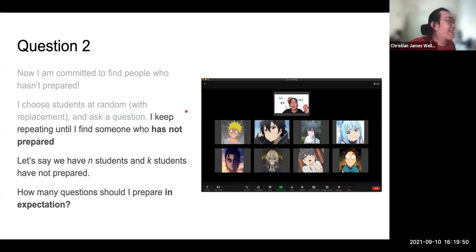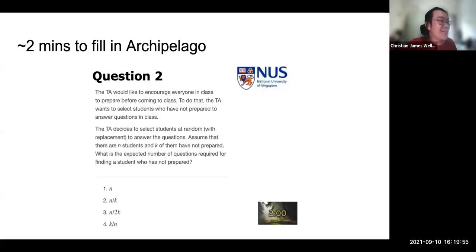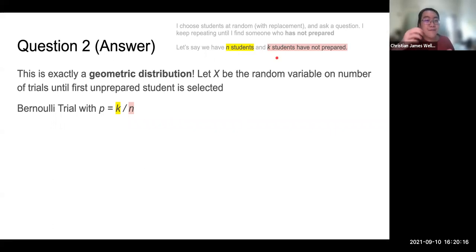Okay, so just for the purpose of the question, never mind, people have answered. So hopefully you see this is exactly a geometric distribution. The exercise here is for you to find the probability p and then calculate the expectation. So remember, K students have not prepared. If my success is finding a student who has not prepared, then the probability of finding them is K over N. Oh, I realized I flipped the color. Oops. So the color should be the other way around. So K over N.